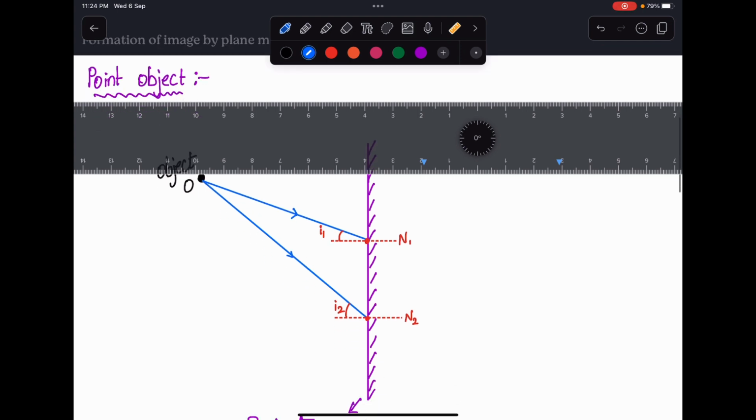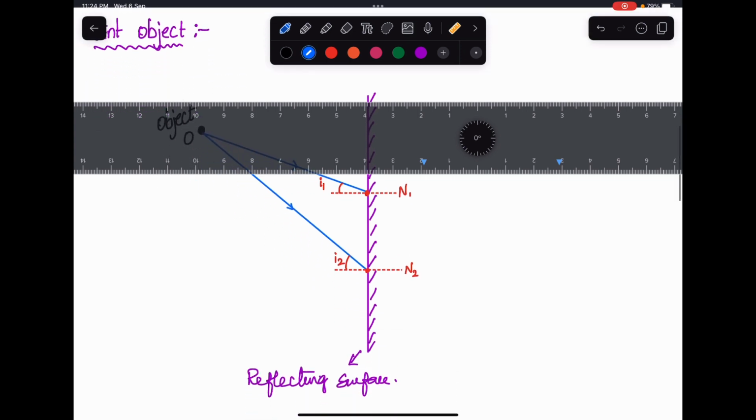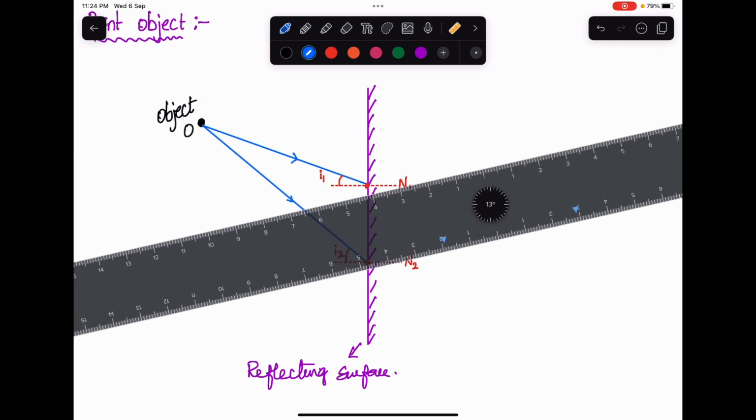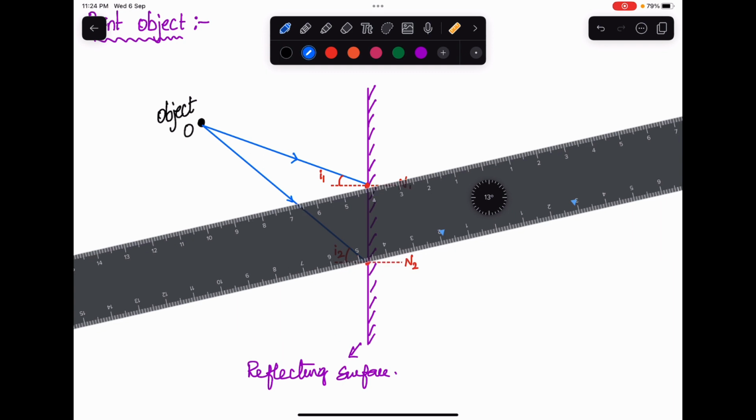Sir, why do we take only two incident rays, sir? Basically, for the formation of image, children, we require a minimum of two reflected rays to meet. Okay? Minimum how many reflected rays we need? Two reflected rays to meet. So that's the reason we need two incident rays also.